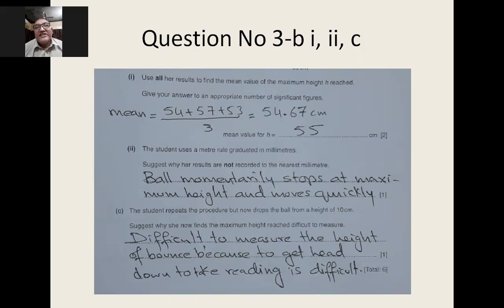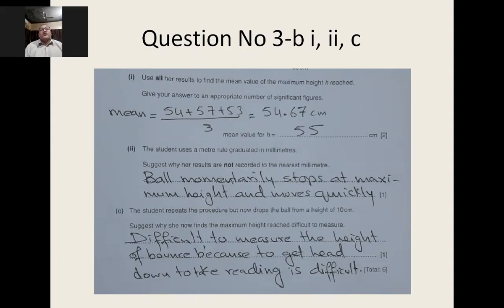So my answer is that the ball momentarily stops at the maximum height and moves quickly. So that's the reason it's not possible to measure it accurately. The height of that ball cannot be measured accurately up to millimeters.